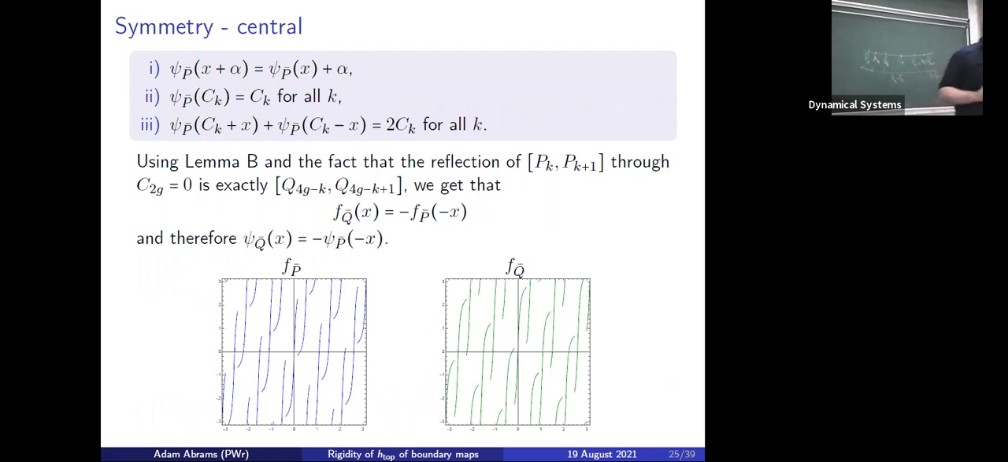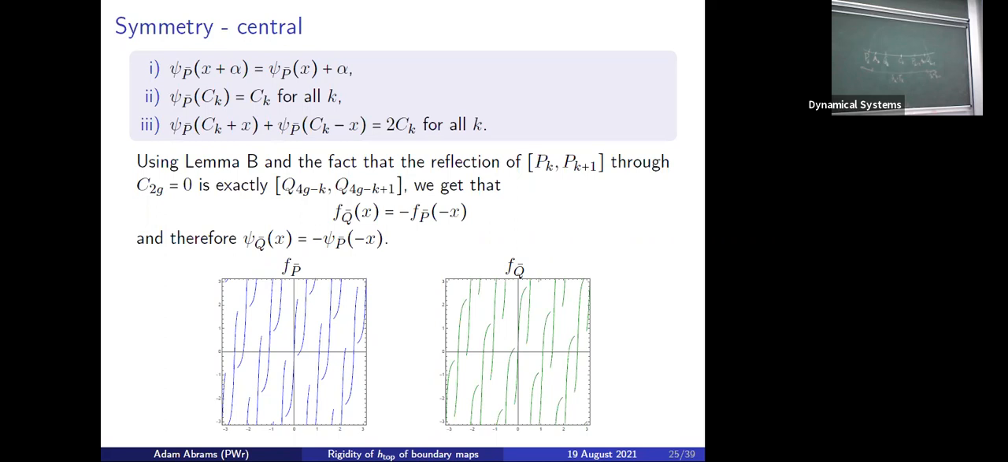I won't go through all of it, but I'll say a little bit about how this is done. So the Bowen-Series boundary map, FP, and what Adler and Flatto call the backwards map, FQ. They are sort of symmetric copies of each other. If you take negative FP of negative X, that gives you exactly FQ. And you can see in these pictures that one graph is a rotated version of the other. So there is this nice relationship between the boundary maps for the parameter P and the parameter Q.